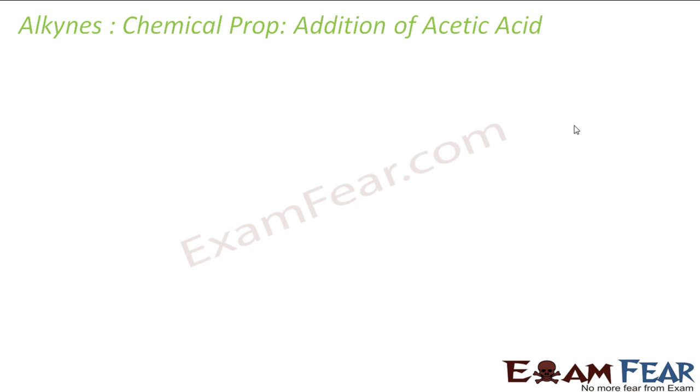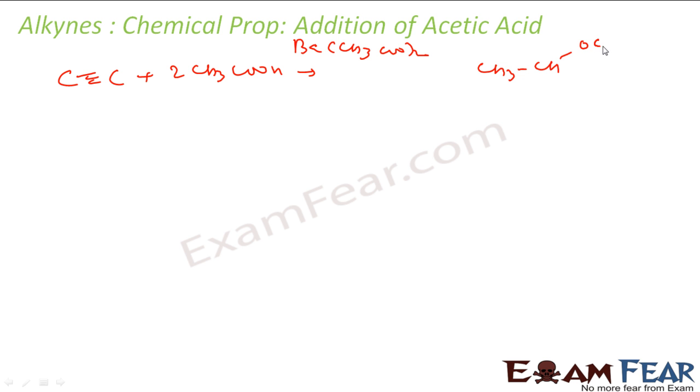Correct. Now let's talk about addition of acetic acid. In this case, we add 2 molecules of acetic acid to my triple bond. Example, I have ethyne here. So here I have to add 2 molecules of acetic acid, and you have to do this in the presence of Ba(CH3CO2)2. So with this, what you get is CH3CH(OCOCH3)(OCOCH3). And this further, when you heat it, it gives some other product.